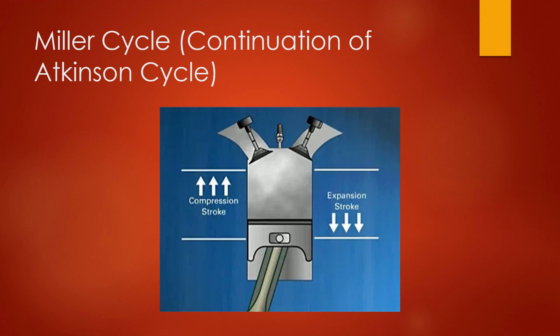In 1957, the American engineer Ralph Miller devised an ingenious plan to improve upon the Atkinson cycle and compensate for the low torque and horsepower inherent at lower RPM in the Atkinson cycle. By adding a supercharger, the compression was effectively increased over the shorter effective stroke length. During expansion, the full stroke is utilized to maximize combustion efficiency.